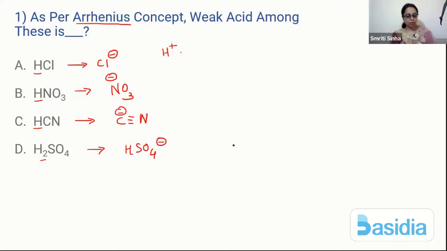So all of them have donated H plus, they have formed the conjugate base. And if you see, CN minus is an unstable conjugate base as compared to the others, because here the negative charge is on carbon. In the rest of them, the negative charge is on an electronegative atom, and the negative charge will be more stable on an electronegative atom. Therefore this conjugate base is less stable, and therefore this acid is the weak acid. So the answer over here is option C.